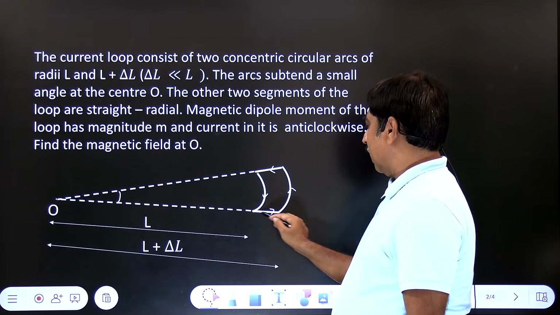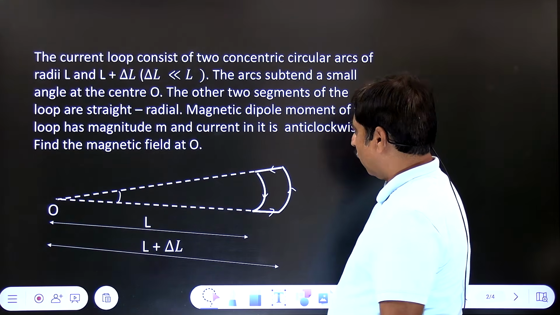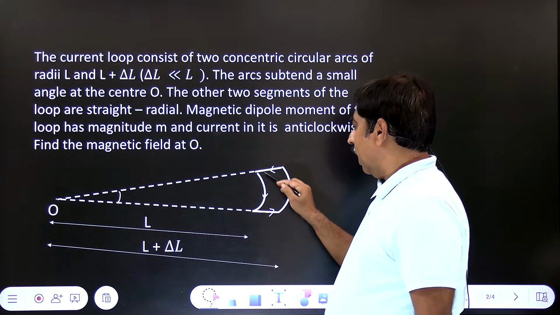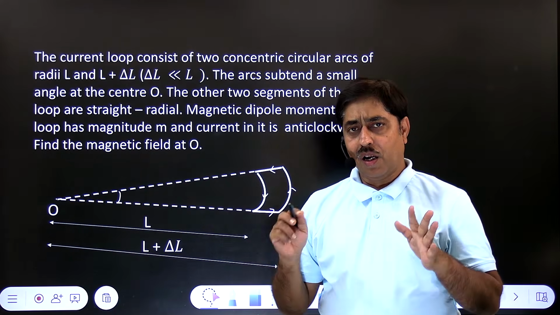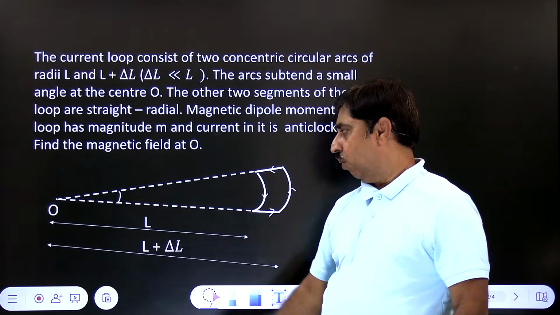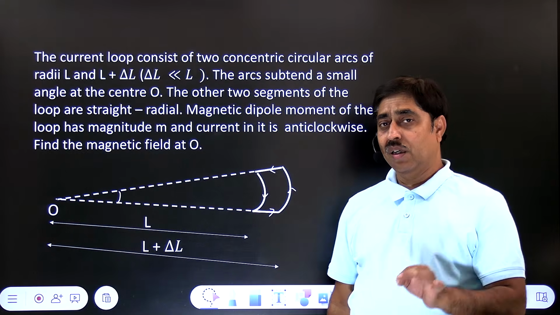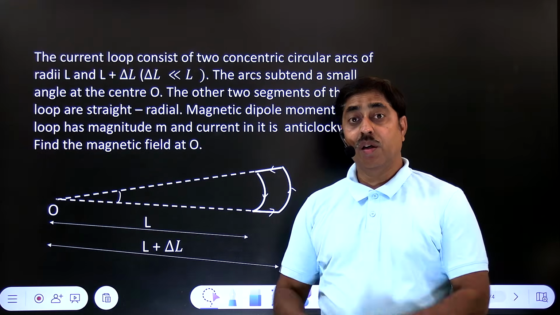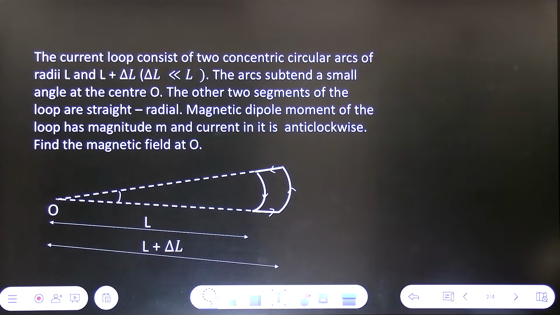Magnetic dipole moment of this entire current loop. This is the current loop I am talking about. The magnetic dipole moment of this current loop is small m. It has a magnitude small m, and current in it is in anti-clockwise direction as shown in this diagram. Find the magnetic field at common center of curvature O. This radius is L. This is L plus delta L. Current is flowing like this. You have to write magnetic field at this point. The whole diagram is in the plane of the board. I am getting out of the screen for a moment. You can take the screenshot and try the question on your own.